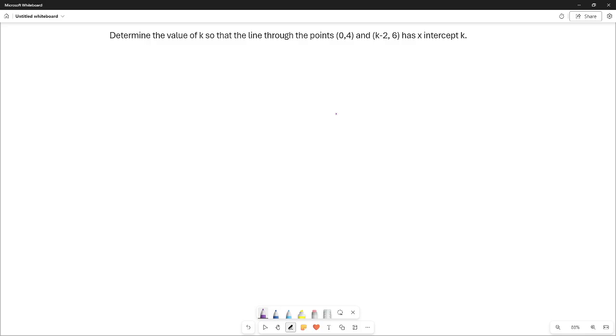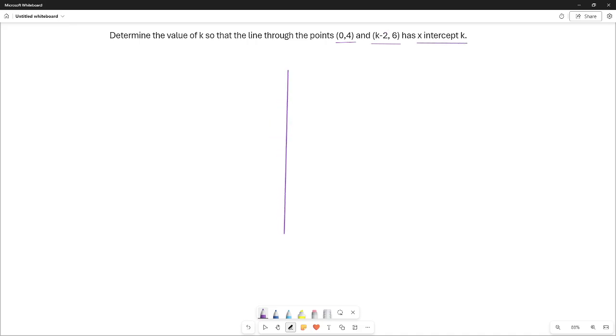Okay, so here's question number 24. Determine the value of k so that the line through the points (0, 4) and (k - 2, 6) has x-intercept k. So here we have the points (0, 4) and (k - 2, 6), and then you also have x-intercept k.